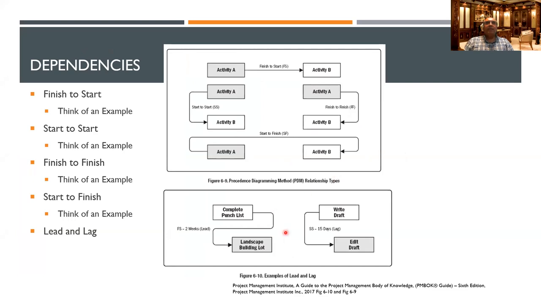So another thing that we need to talk about is called a lead and a lag. So lead is going to be, for example, a punch list. What is a punch list? You're doing an inspection of a building, a newly constructed one. That is called a punch list, where if there are any defects, you will note them down. And you cannot complete that list until everything is done. But you have to wait.